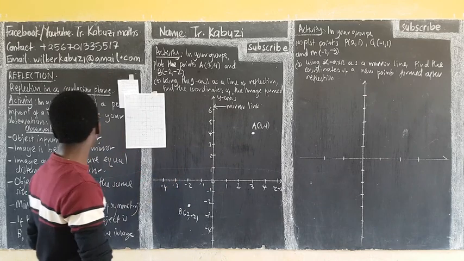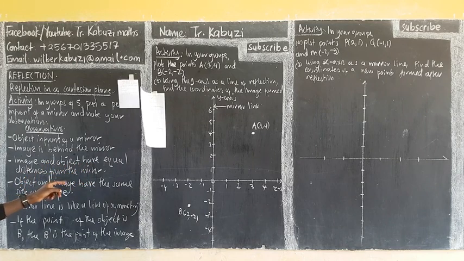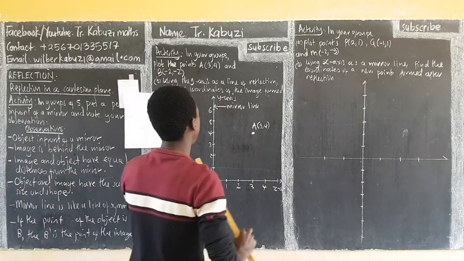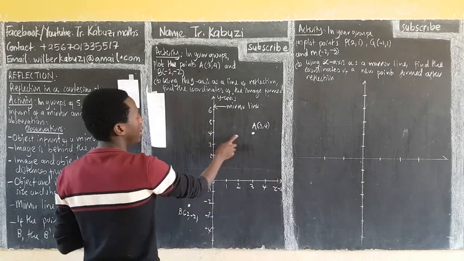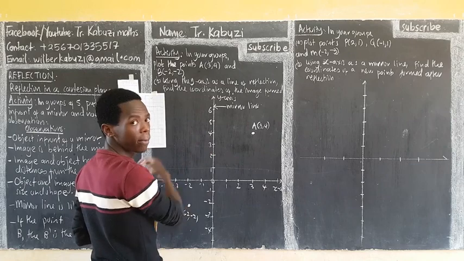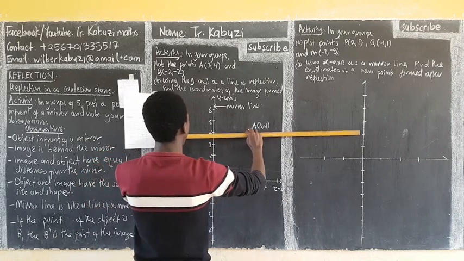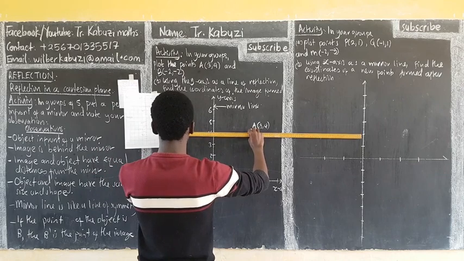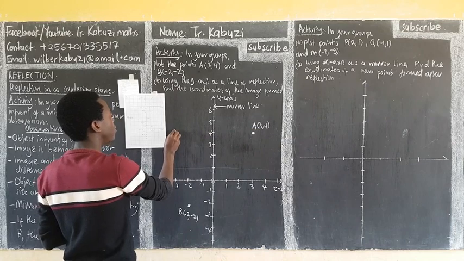Remember? But I'm saying image and the objects have equal distances from the mirror. So what I expected you to do, from the mirror you measure, from here up here there are 3 units. It means that also, if this is the object, even the image is going to be 3 units to the opposite side. So here, I expected you also to come and measure the units, they were 3. Even here they are going to be 3. So this is where our image is going to be now.